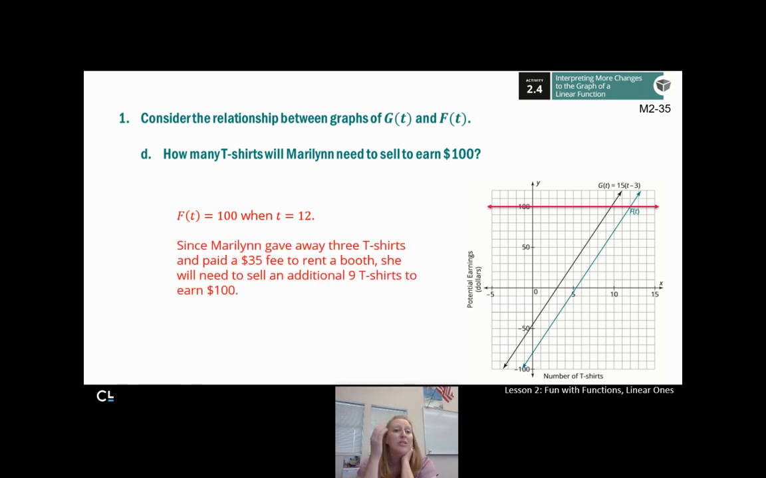Yeah. But also keep in mind, because she gave away 3 t-shirts and paid $35 fee to rent the booth, she's going to need to sell another 9 just to make $100. This is getting pricey, Marilyn. This is getting pricey. Is it worth it anymore?